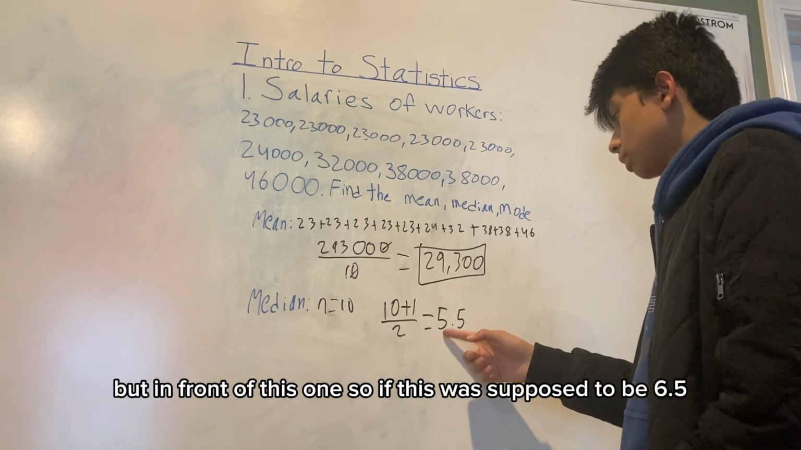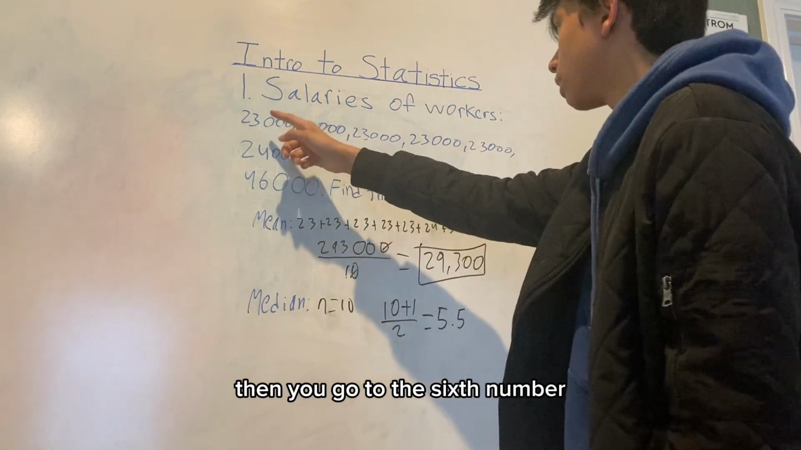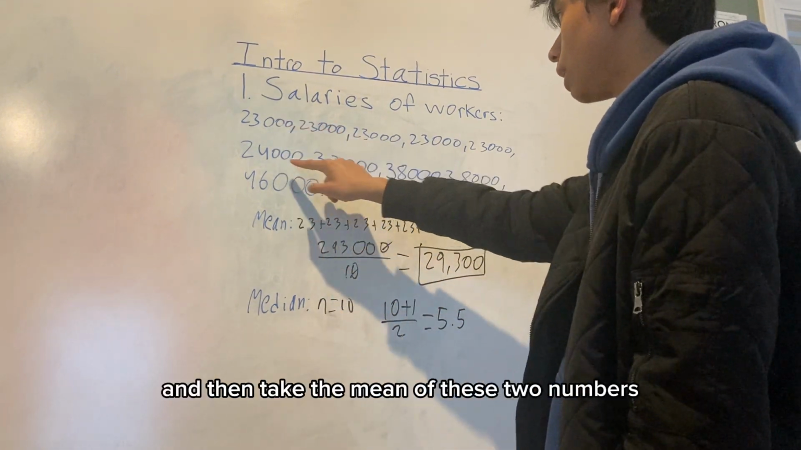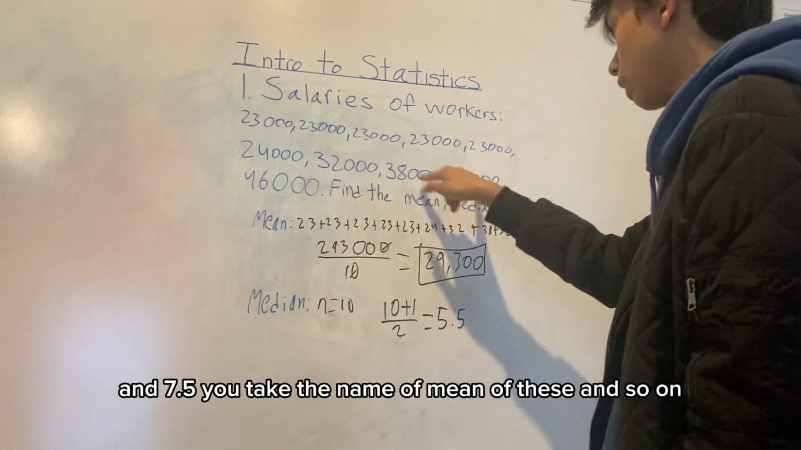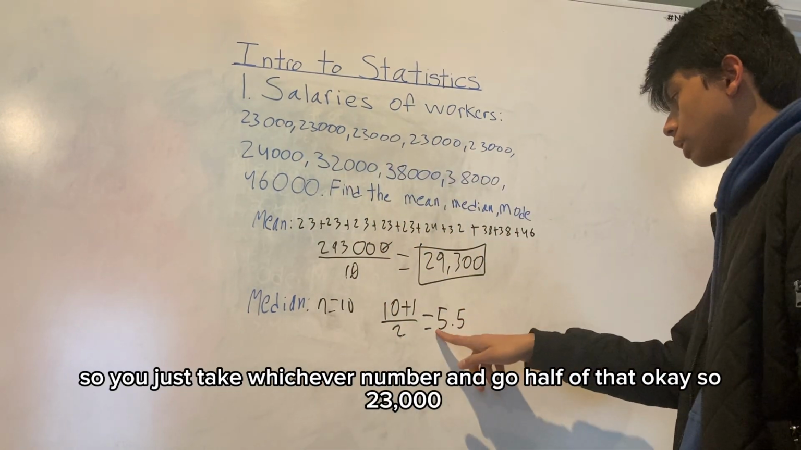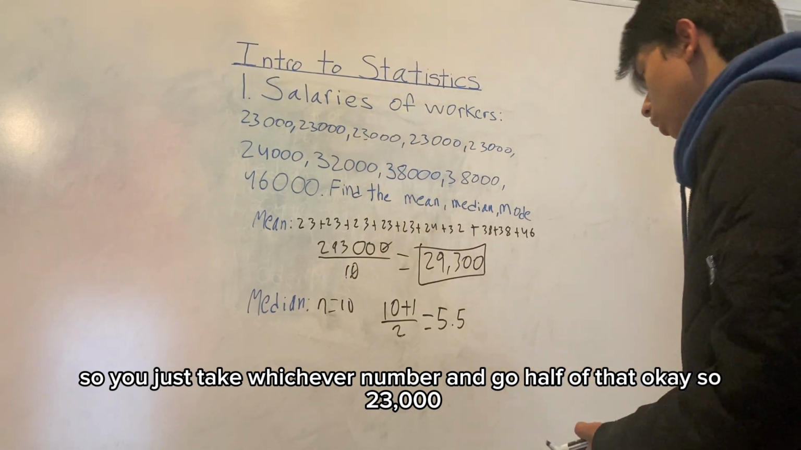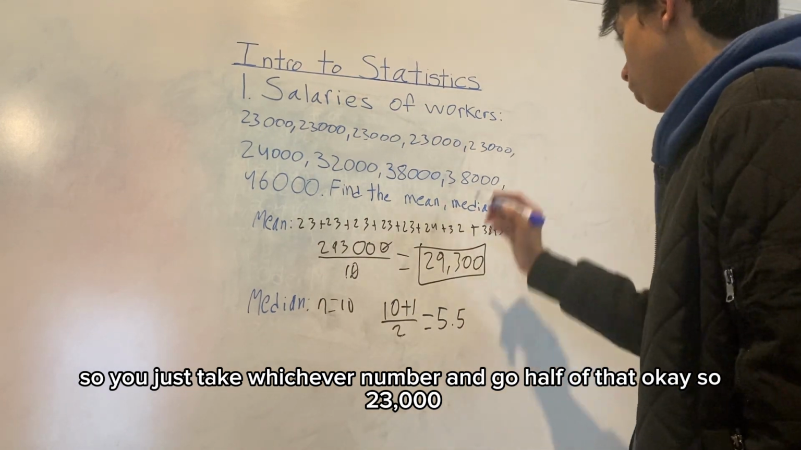So if this was supposed to be 6.5, then you go to the sixth number, and then take the mean of these two numbers. And 7.5, we take the mean of these, and so on. So you just take whichever number and go half of that. Okay? So 23,000.